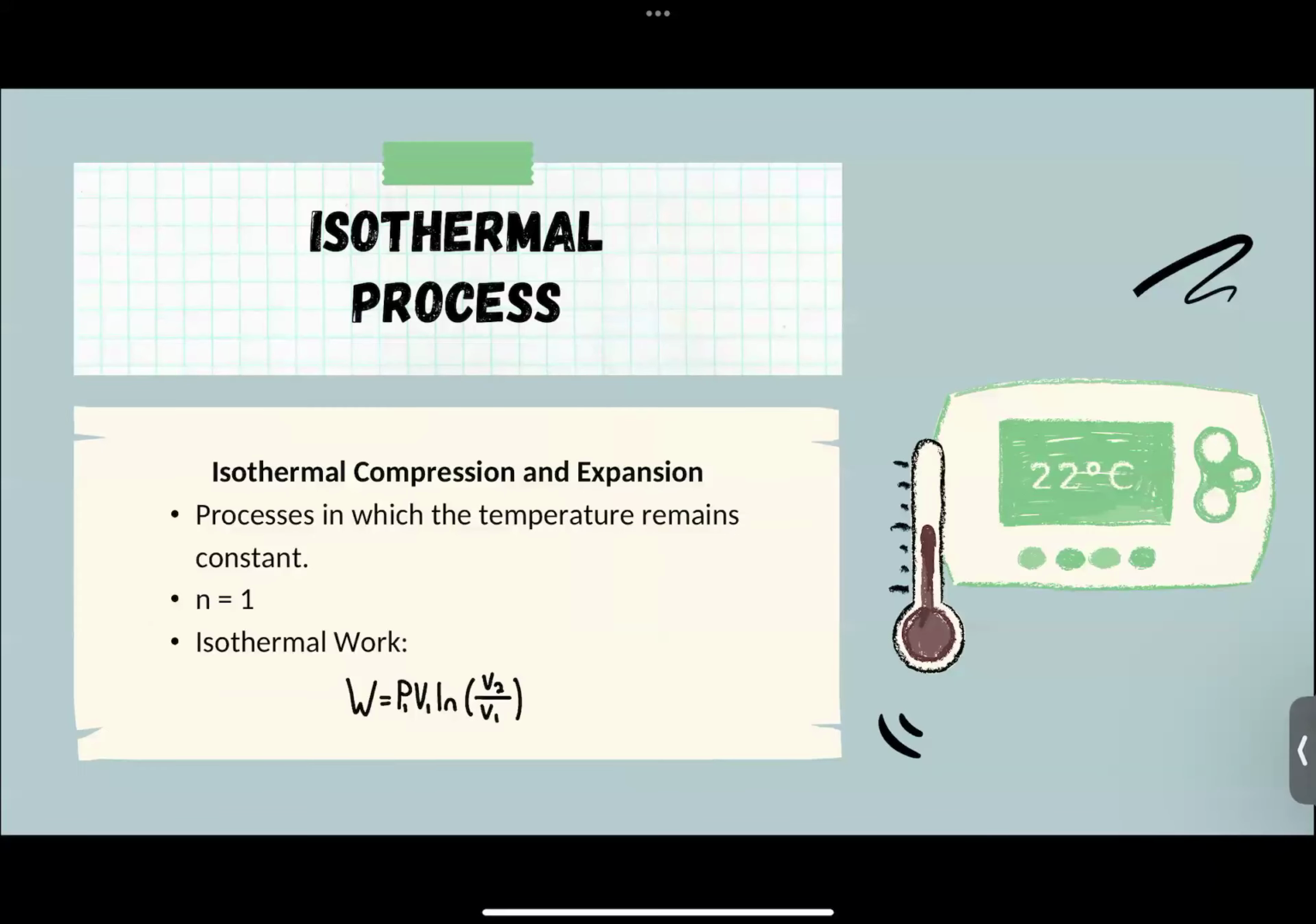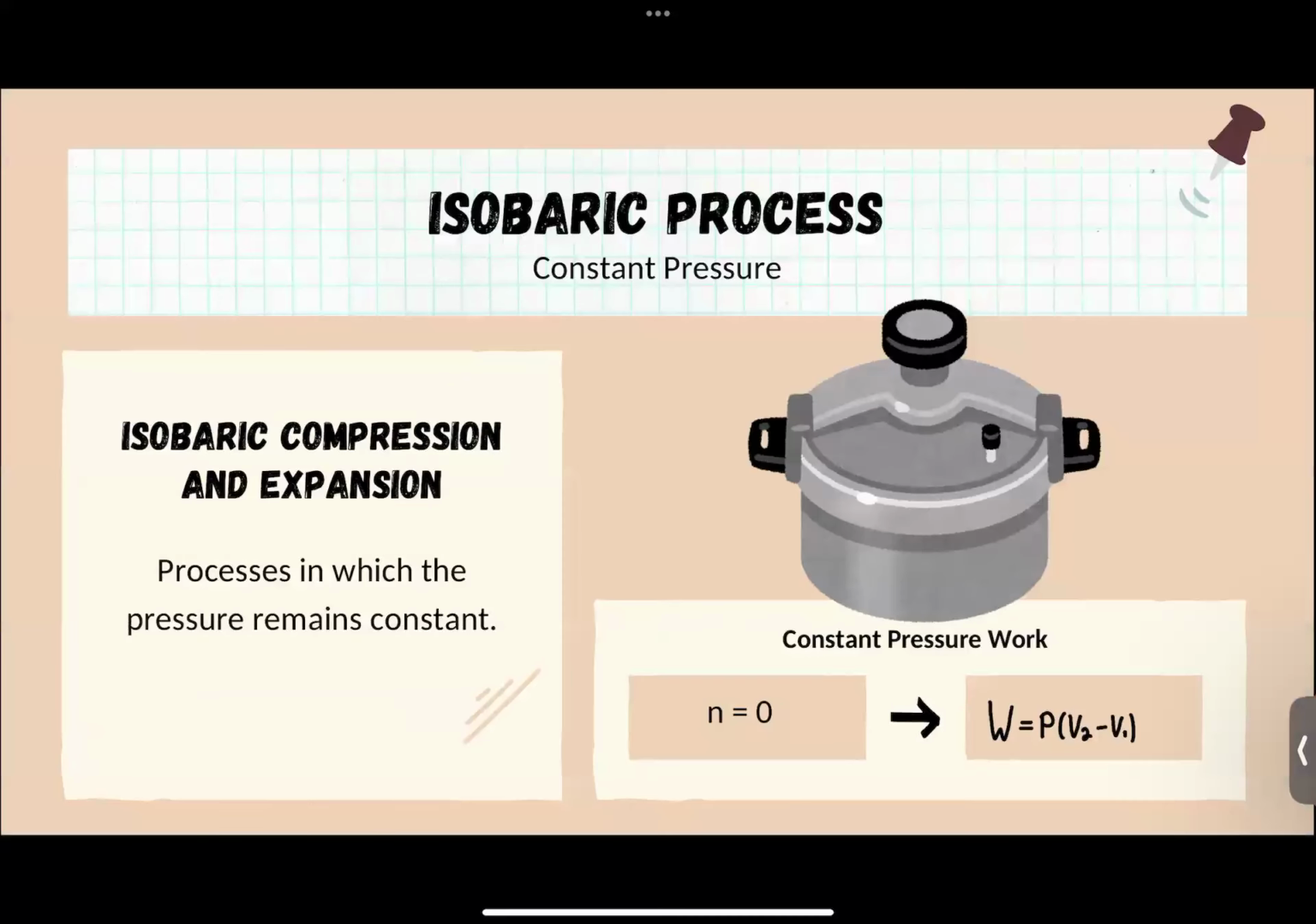A second process is isothermal process, and in that process, the temperature remains constant. So for this, the polytropic exponent is equal to 1. And the work done by this kind of process is equal to the product of the inlet pressure and the volume and the ln of the outlet volume over the inlet volume.